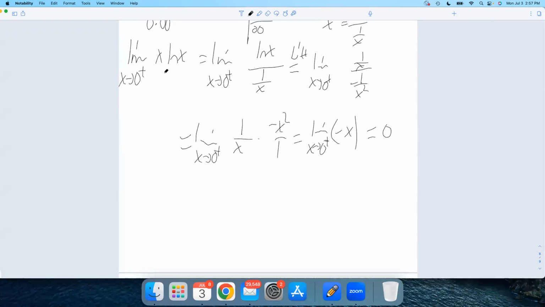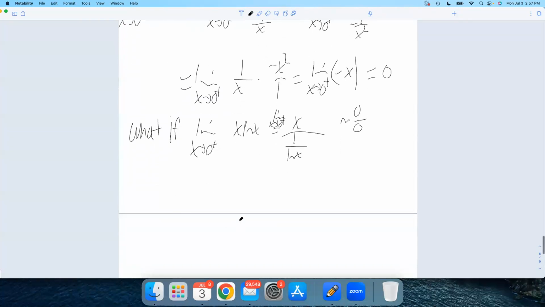Okay, what if we had done it the other way? What if we said the limit as x goes to 0 from above of x times ln of x was x over 1 over ln of x? Because that's still a true statement. I need my limit in here. And now, again, we get type 0 over 0. But now let's try taking the derivative of top and bottom.